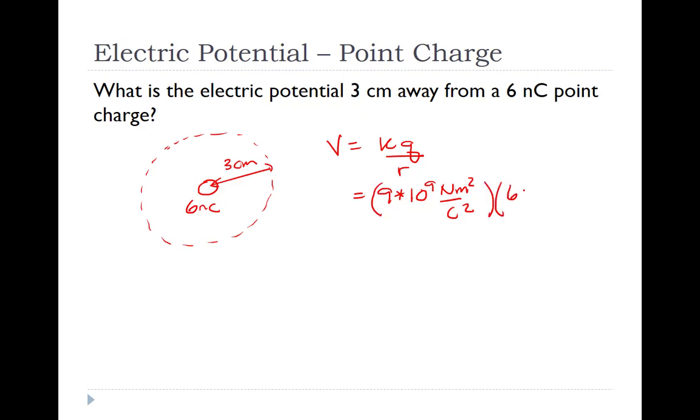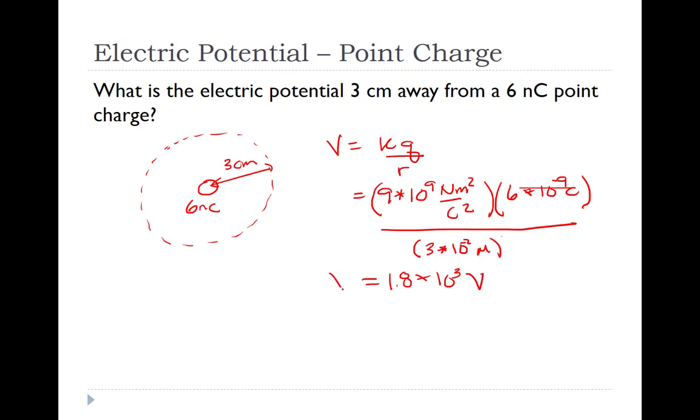6 nanocoulombs is 6 times 10 to the minus 9 coulombs. And 3 centimeters is 3 times 10 to the minus 2 meters. And there's no square here, so watch out for that. And that works out to be 1.8 times 10 to the 3rd volts. Wow.